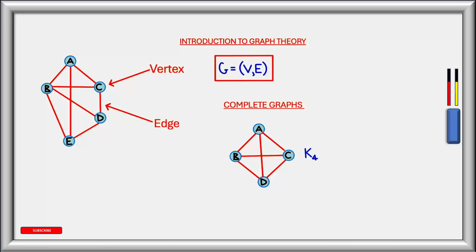We can also classify graphs by how reachable the vertices are. A complete graph is a network where every single vertex is directly connected to every other vertex by exactly one edge.